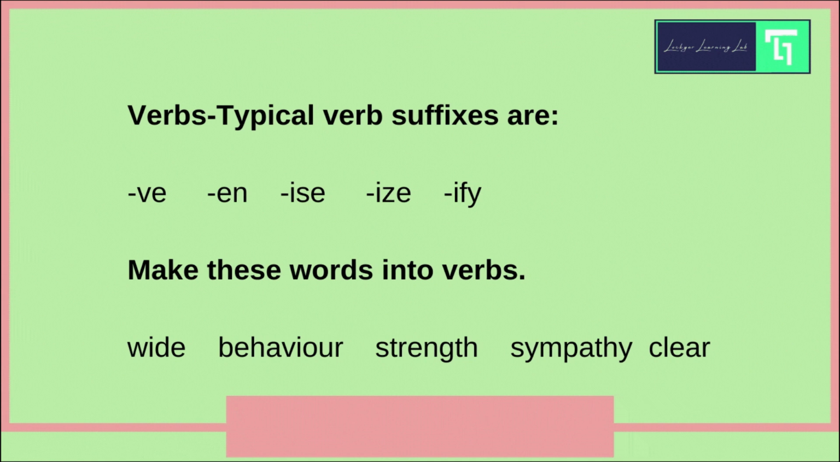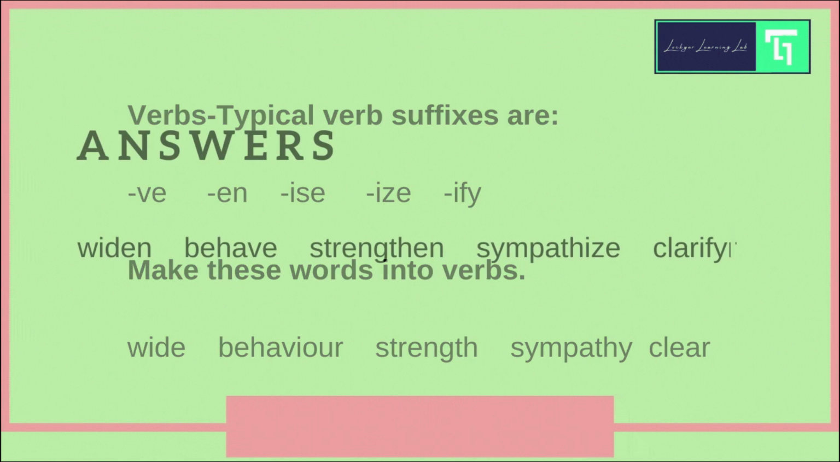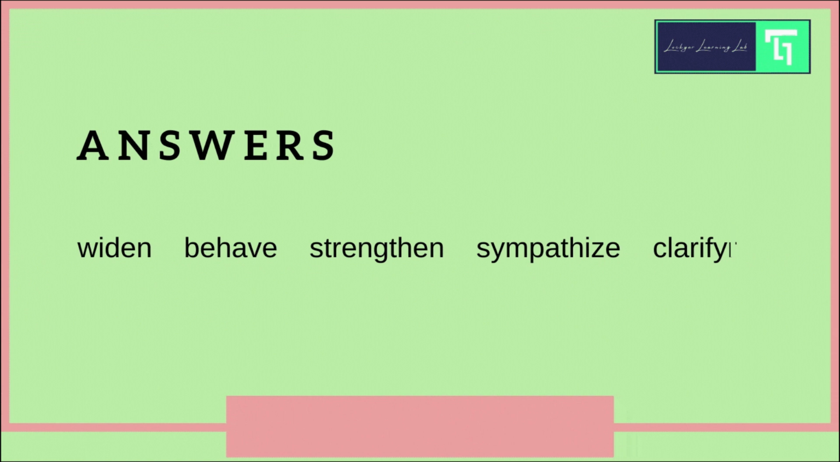Behavior is a noun, but we can make that into a verb by just putting an E on the end. Behave, B-E-H-A-V-E. So you're going to have a look at those and make those into verbs.